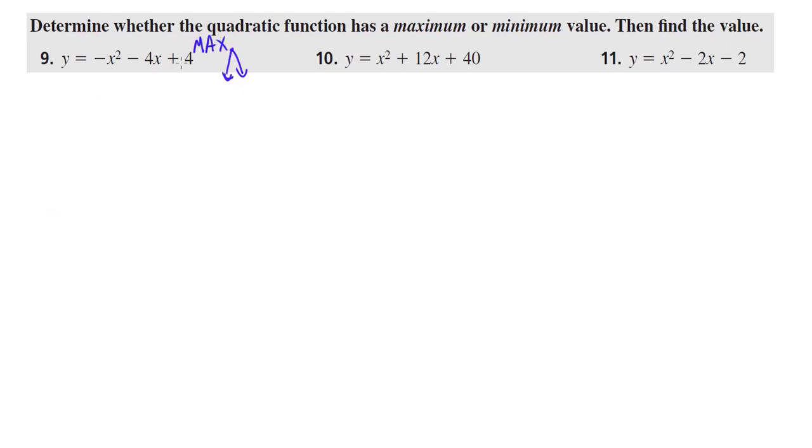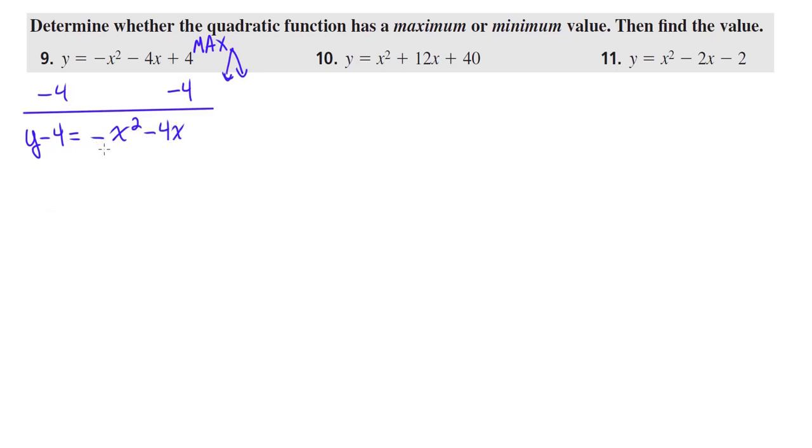So now we need to take this and put this in vertex form. So what we need to do is we want to put our own c value in here. So we want to get rid of this positive 4 by subtracting 4 from both sides. This gives us y minus 4 equals negative x squared minus 4x.